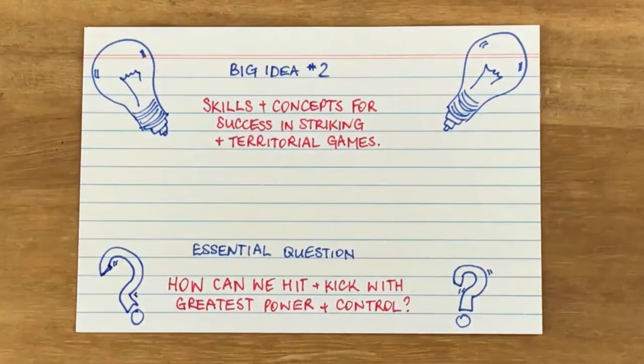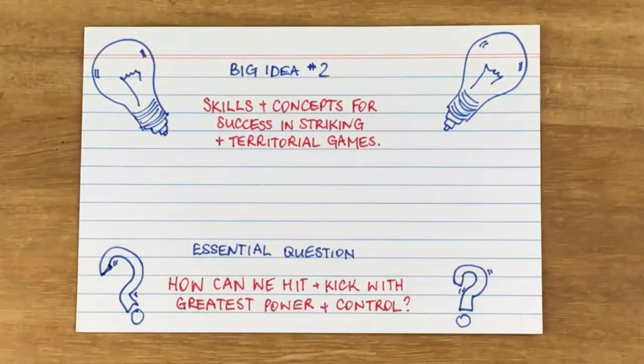So the essential question we want students to look at is how they can actually hit and kick with the greatest power and control, and starting to unpack and critique those situations within a movement context where they would need power, as opposed to those situations where it might be better to reduce the power and make sure they've got great control. So there's a focus on skill performance, but there's also a focus on some of the strategies and concepts that they need to understand in order to be successful in a range of dynamic situations.